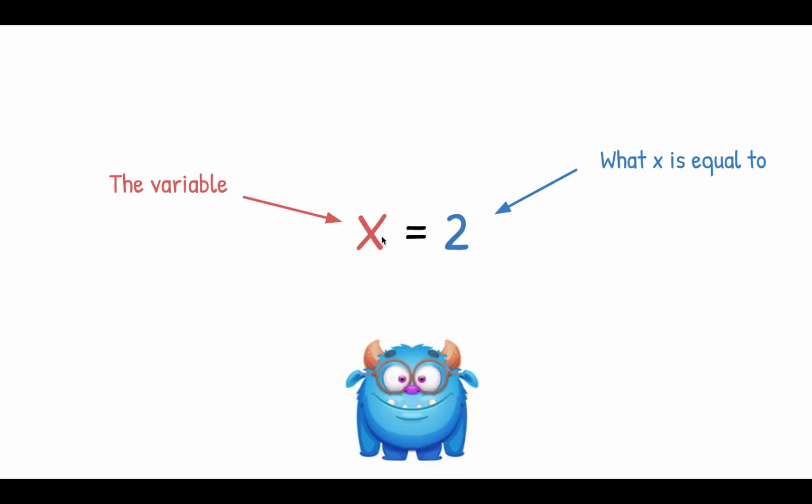So here's an example of a variable equaling a number. Here x, which is a letter, is the variable, and it's equal to 2. And as I said here, it says 2 is what x is equal to. So that's just the gist of what a variable is and how it's equal to a number.